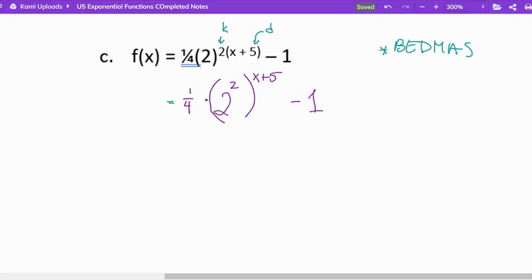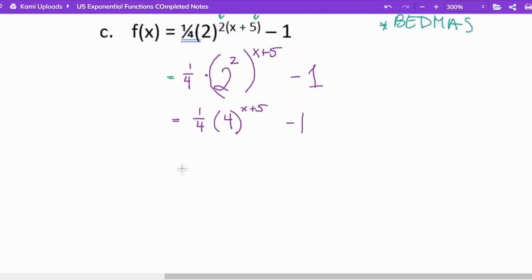Now, before I move on, I will simplify. The 2 squared, I'll change it to a 4. So I'm like, oh yeah, I said the k value would change the base, and it did. So now I have 4 to the power of x plus 5. So how about this? Always change the base first, right? Always do power to power first.